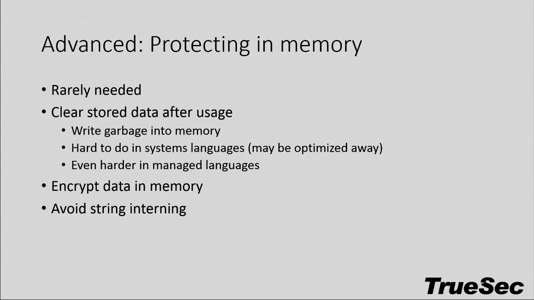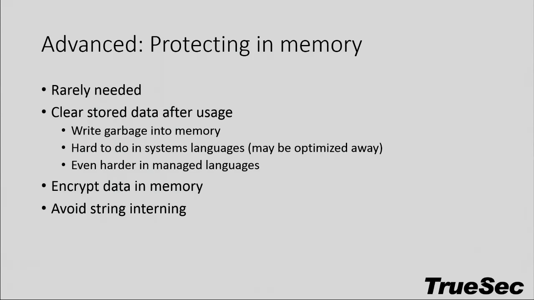And of course, if you're really paranoid, you could also protect things in memory. I think that's very rarely needed. I don't think that's a big use case at all, because it's extremely hard to do. If you have sensitive data, you could theoretically write garbage into memory, but it's very hard to do in a systems language. It might just be optimized away or removed, and it's even harder to do in a managed language, such as Java. The same goes for encrypting things in memory. It's very hard to do, and it's probably not a good bang for buck, so to speak.